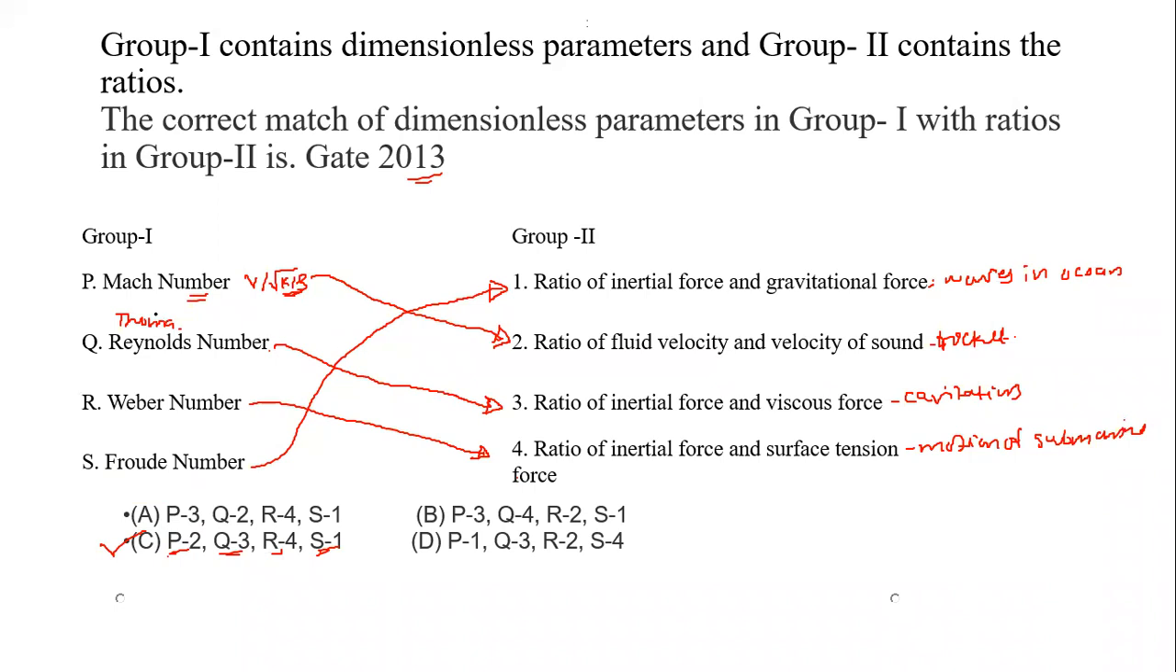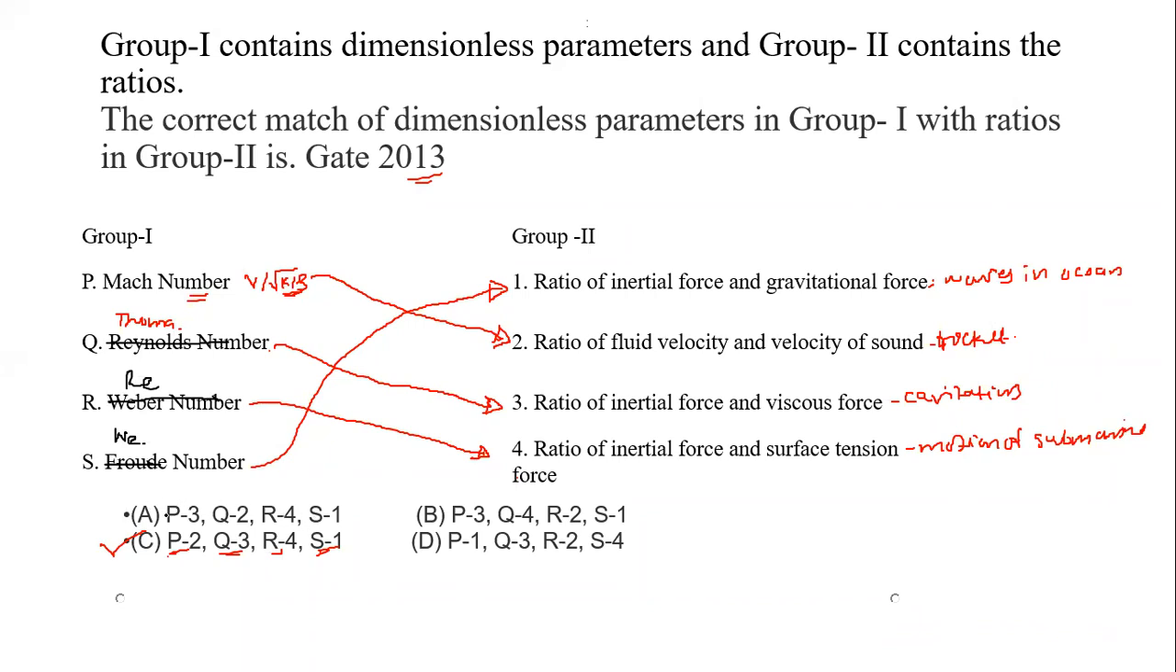The only change is that instead of the Reynolds number, it is given as option C. Just a minute, I have to change here. This is the Reynolds number, Re. The second option is the Thoma number and the last option is the Weber number, We. Then the Mach number. First one is the Mach number, second one is the Thoma number, third one is the Reynolds number, and fourth one is the Weber number. Now we have to match the pairs.